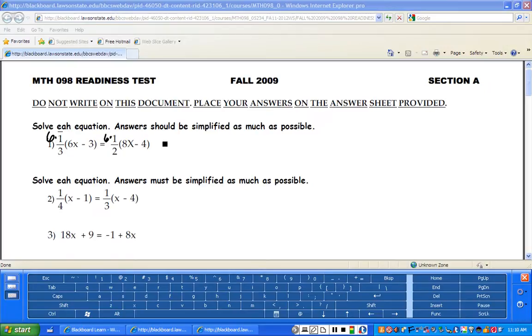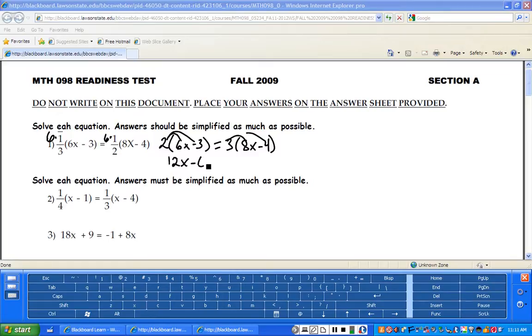So now my problem would look like 2 times (6x minus 3) equals 3 times (8x minus 4). Now fractions are gone, so I'm just left with trying to simplify this further, and in this case distribution. Okay, so the 2 times the 6x, 2 times the negative 3, 3 times the 8x, 3 times the negative 4.